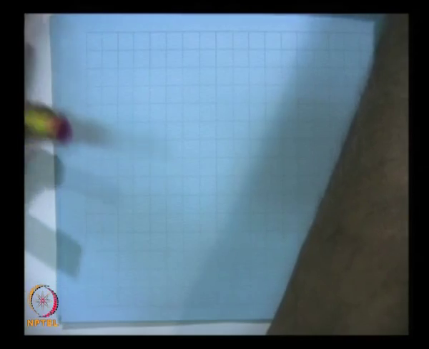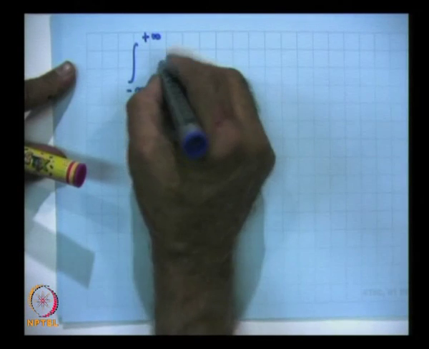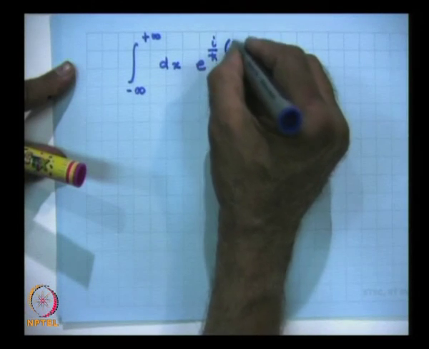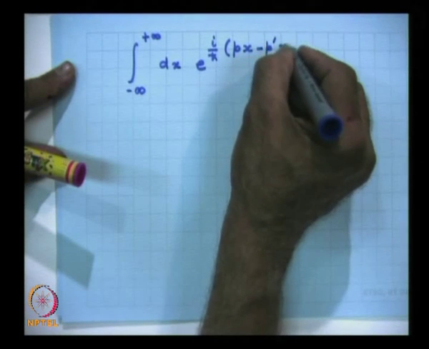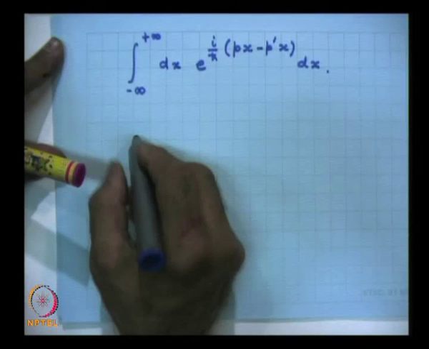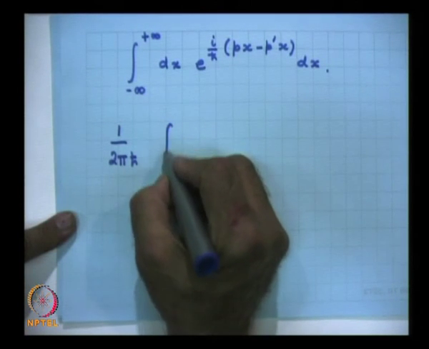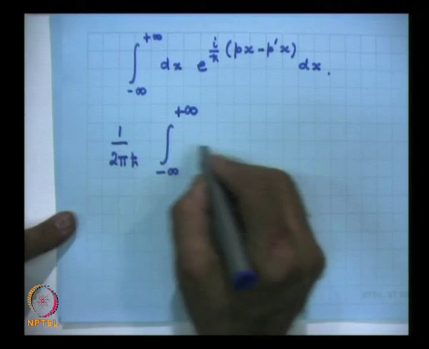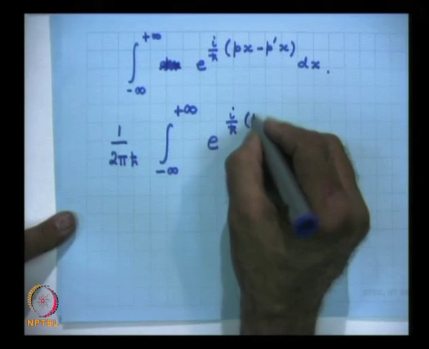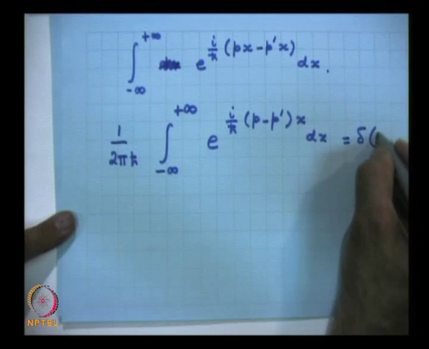Let me write this down. What is the integral over x? The integral over x from minus infinity to plus infinity of dx e to the power of i by h cross (p minus p prime) x. So, if I take the factor 2 pi h cross, this will be the integral from minus infinity to plus infinity of e to the power of i by h cross (p minus p prime) x dx, I am sorry, I had written dx twice. And this, as you know, is delta of p minus p prime.